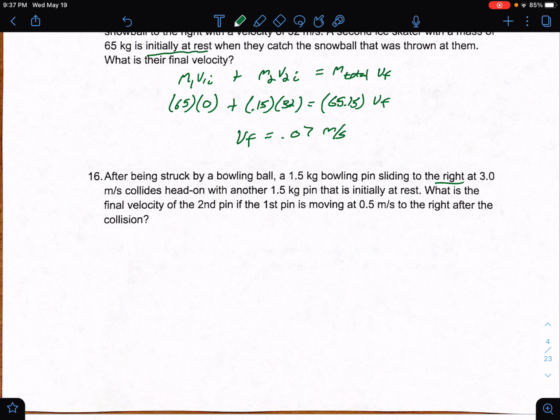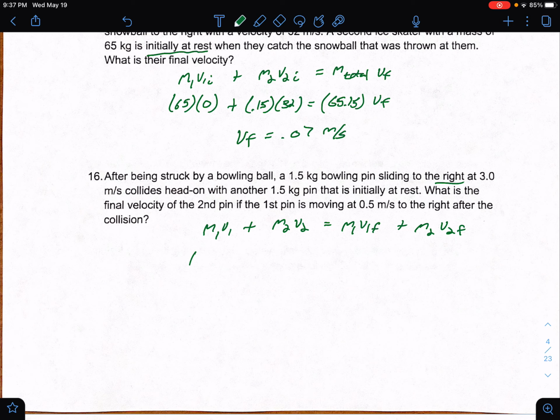Main thing we need to start by looking at is they're separate in the beginning and they're separate in the end. So this is my third option. You have M1 V1 initial plus M2 V2 initial equals M1 V1 final plus M2 V2 final. Okay, so we're just going to start off simple. Let's just start at the beginning.